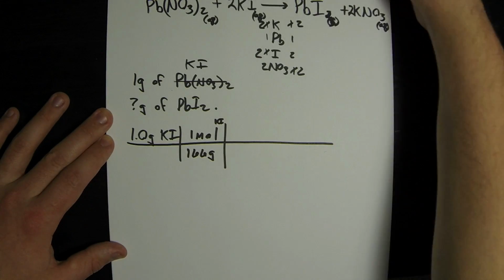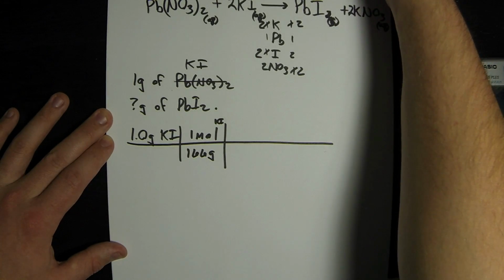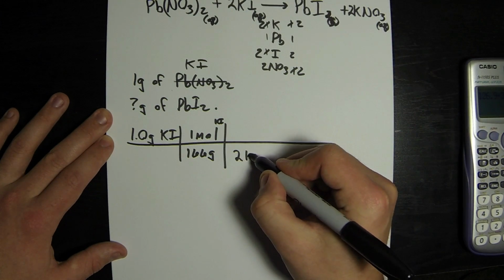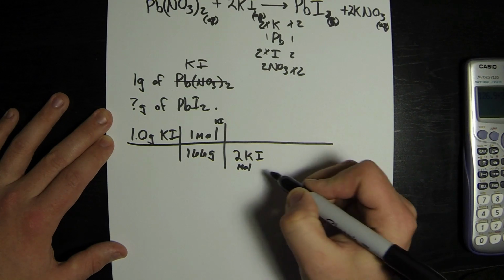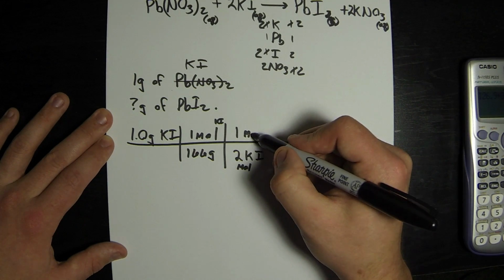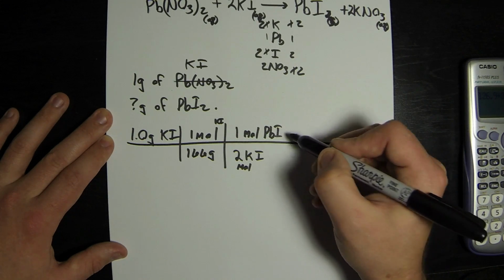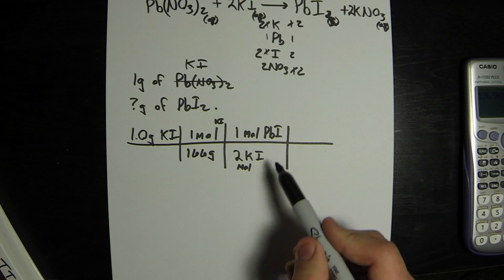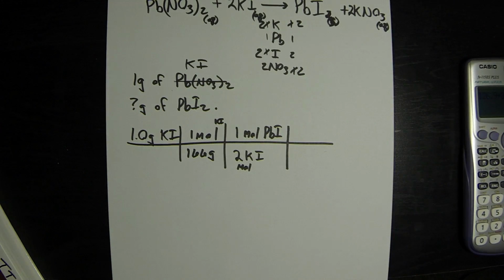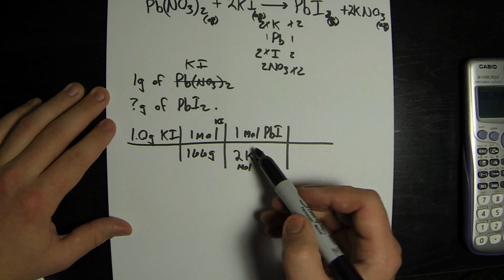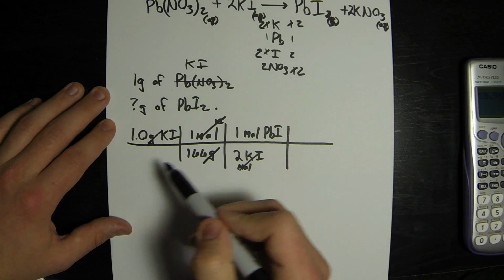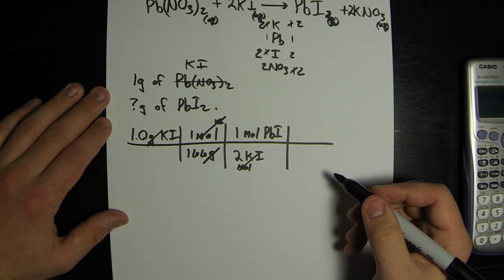Now I can use my stoichiometric coefficients up here, this 2 and this 1, and I know that for every 2 moles of potassium iodide I use, I get 1 mole of PbI2 out. So that's how that works. Now I need to convert, so these moles here cancel with those moles, this grams here cancels with these grams. It's always good to cancel your units. We're left in moles of lead iodide.